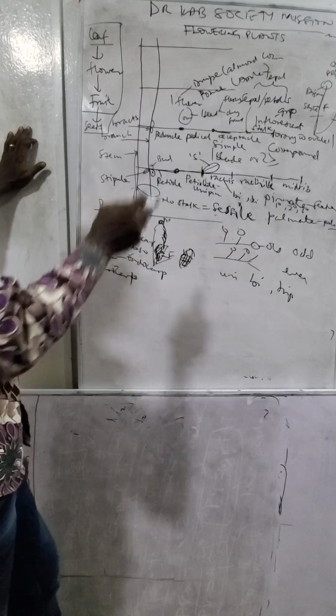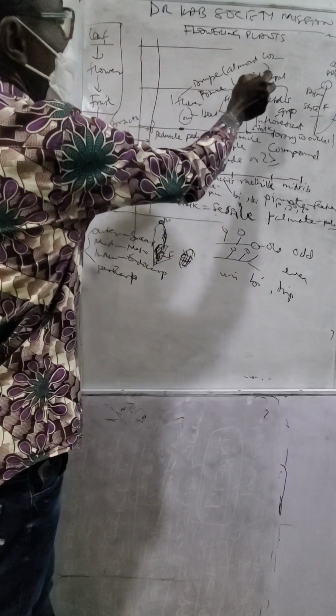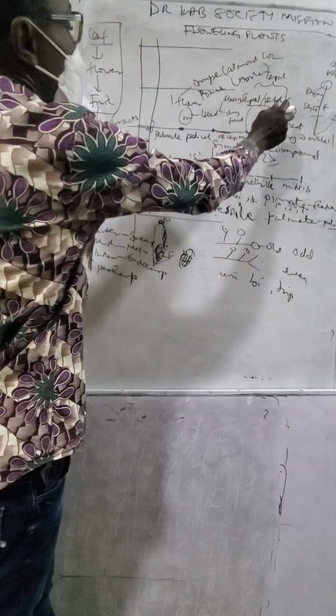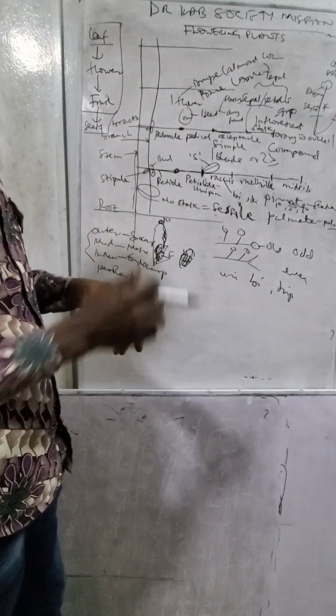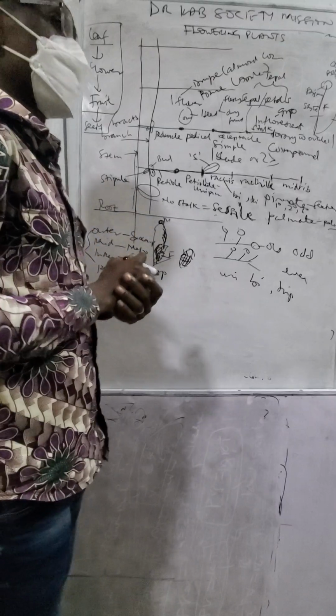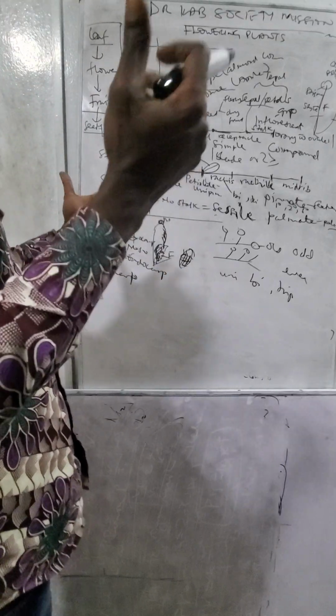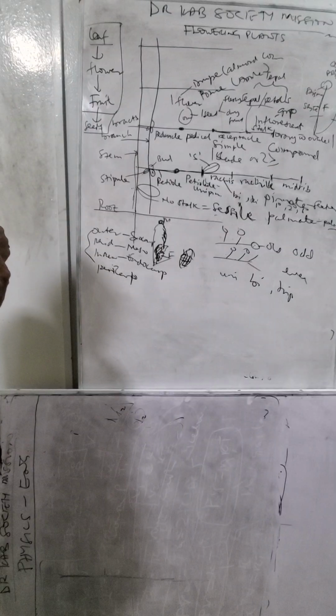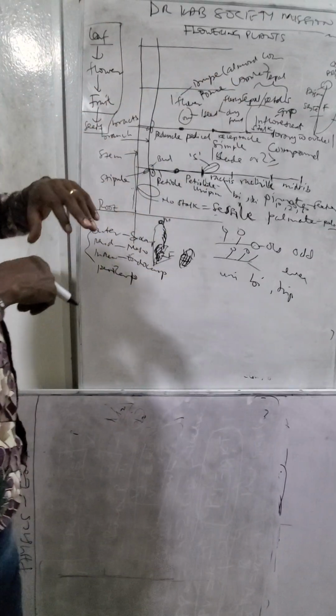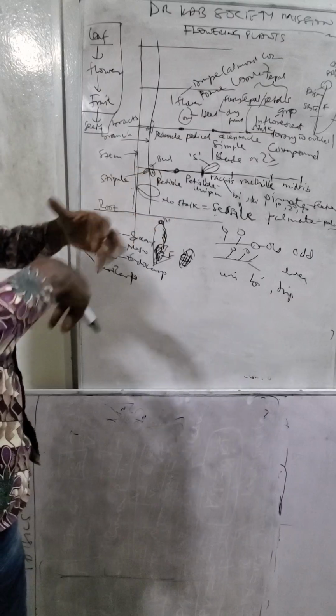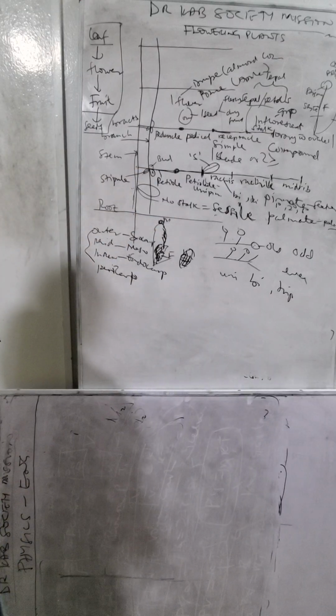Just like sometimes you can have the sepals and the petals forming the perianth, the collection of the sepals and all the other parts which are not the female or male.